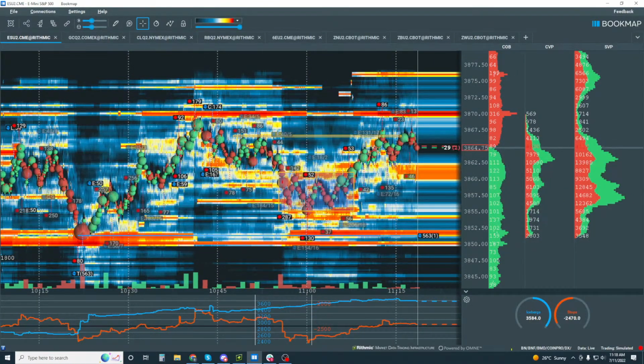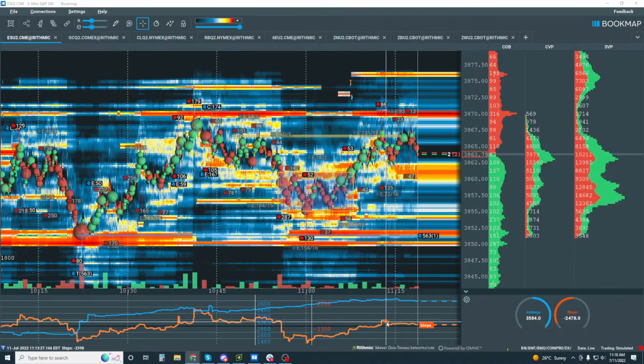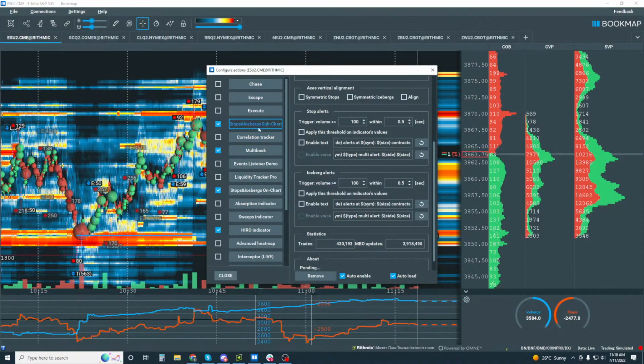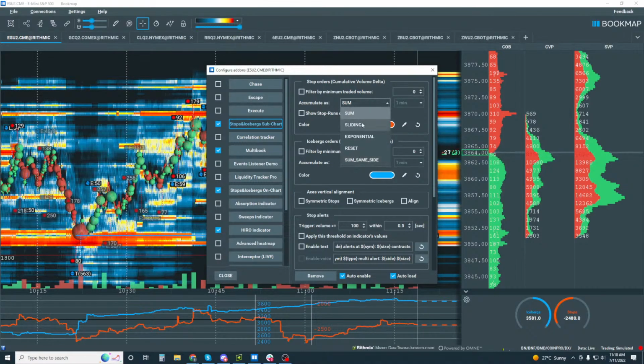Okay, let's move on. In the bottom chart here, stops and icebergs, these are my settings. I like the summation here. I don't like looking at the spikes. You can look at the spikes using these other settings in here. Sliding is what I recommend if you do that.